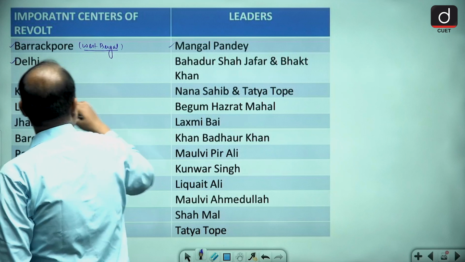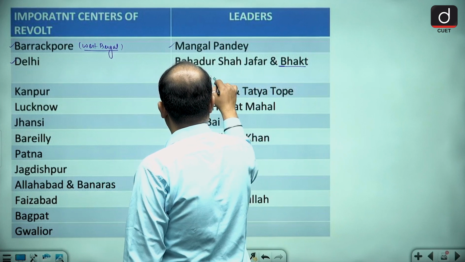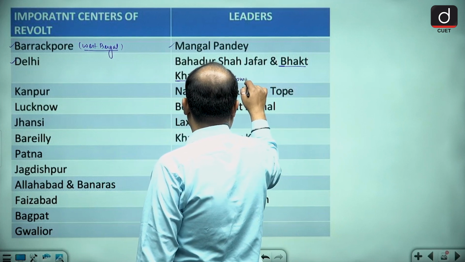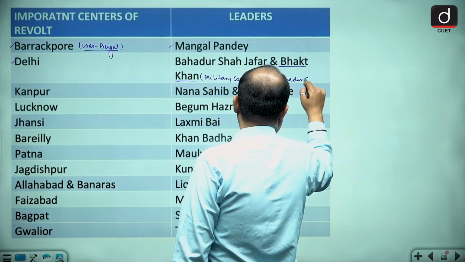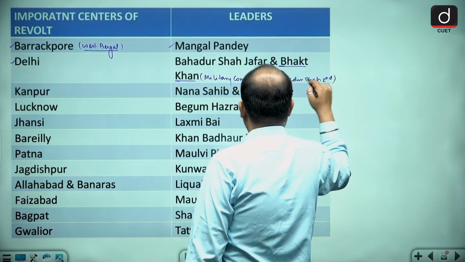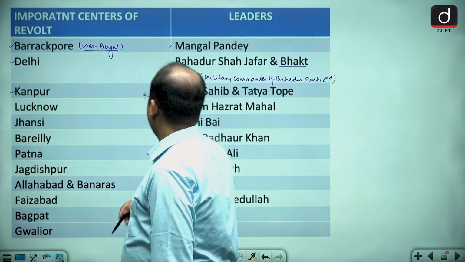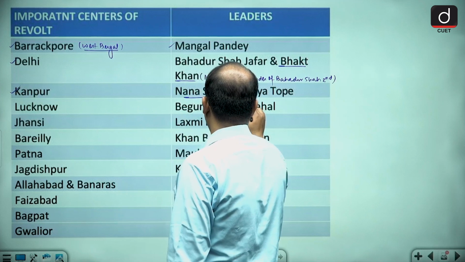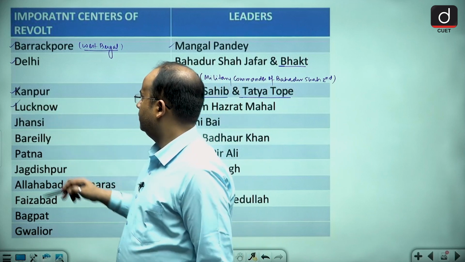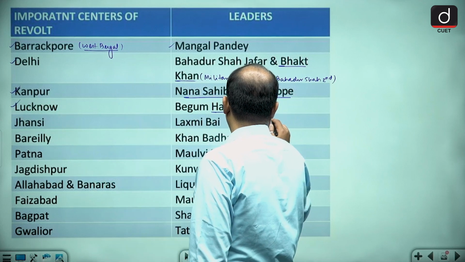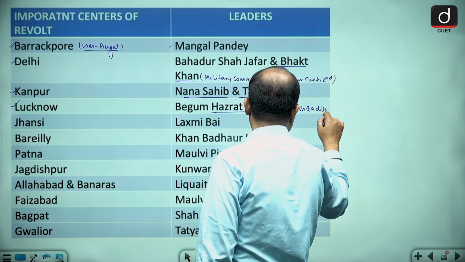Then you have Delhi. In Delhi, we have Bahadur Shah Zafar and Bakht Khan. Bakht Khan, guys, was the military commander of Bahadur Shah Zafar. Next you have Kanpur, that was being led by Nana Sahib, who was the last Peshwa, and Tatya Tope. Tatya Tope was his military commander. Then you have Lucknow, that was Begum Hazrat Mahal plus Birjis Qadir, who was her son.